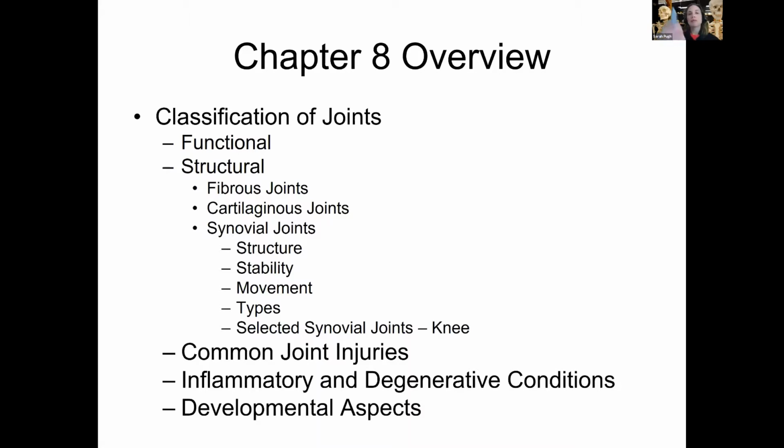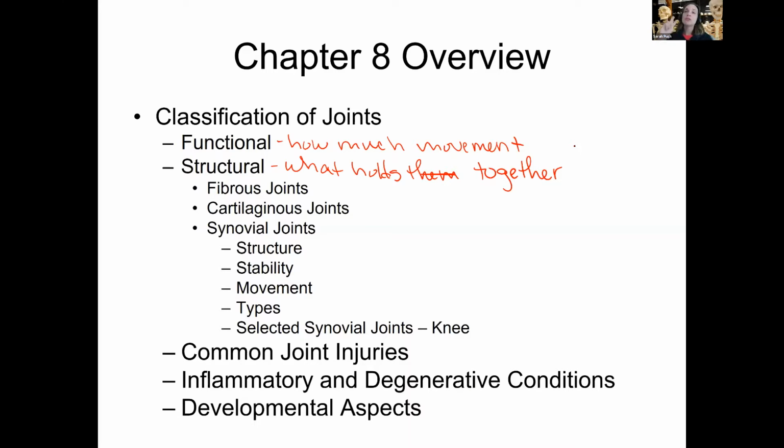We can classify them functionally, which is essentially their function. How much movement does the joint have? So I'll write that down. Or we can classify them structurally. And structurally is essentially what is holding them together. Okay. So those are the two ways we can classify our joints, and we'll walk through those.